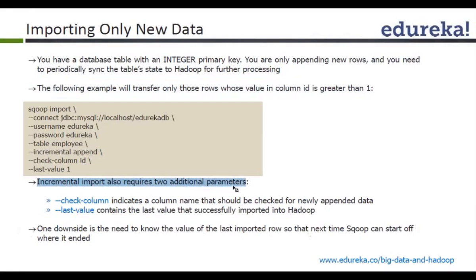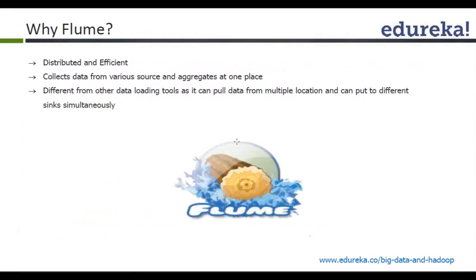Incremental import also requires two additional parameters. The check-column indicates a column name that should be checked for the newly appended data, and the last-value contains the last value that was already imported into Hadoop. That is the way you can incrementally append the value. In this example, anything greater than 1 will be appended. The only downside is that you should know the value of your last imported row so that Sqoop can start off where it ended. But this is what we do in our real environment.